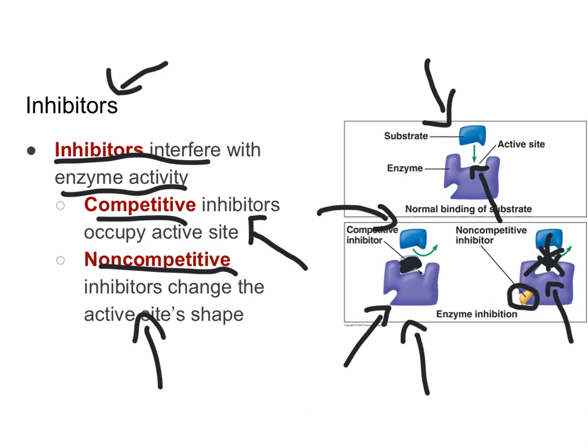So sometimes inhibitors are unintentional, things like poisons. However, sometimes they are intentional, and the body makes them on purpose to help turn enzymes on and off when needed.